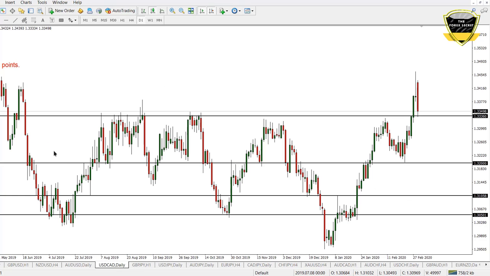So next comes the USD CAD. USD CAD is pretty interesting at this price level.